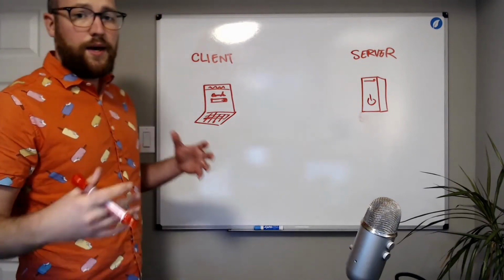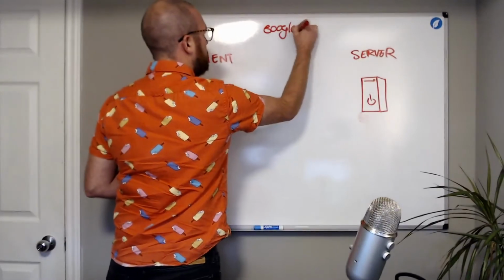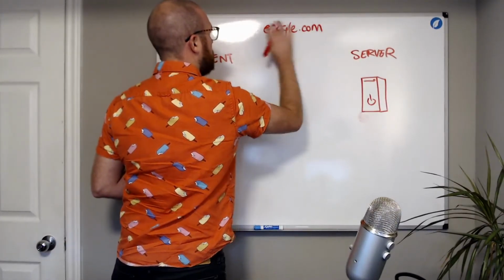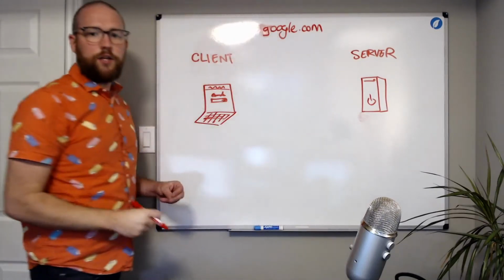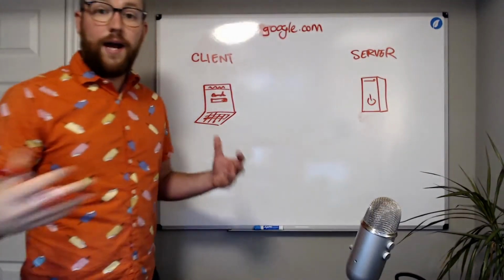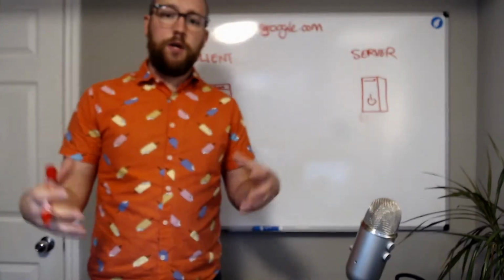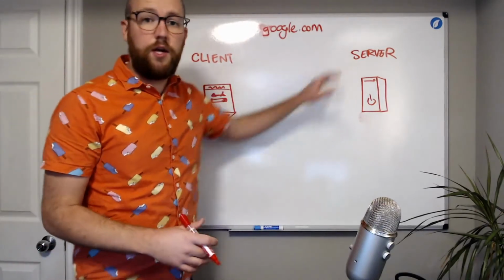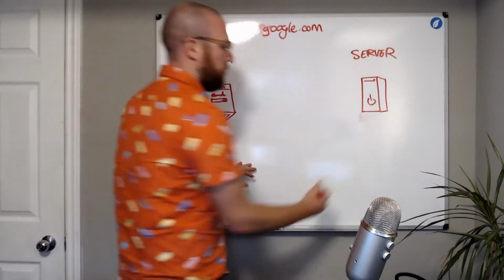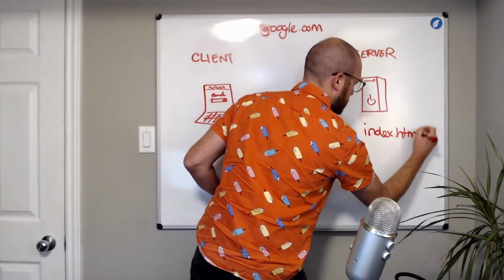So when I go to a website, if I want to go to google.com, no one ever types a domain in like that. When I want to go to google.com, what happens? First of all, my computer is going to make a request to try to find where this website is. So this server here hosts the files. This is where those files are. So index.html is over here, right?